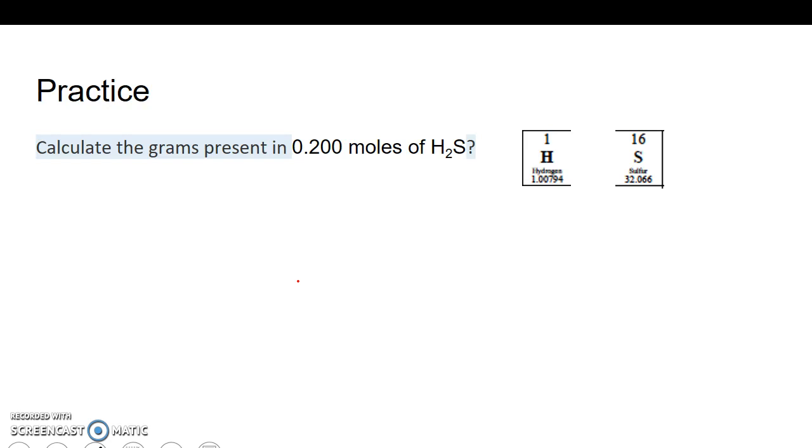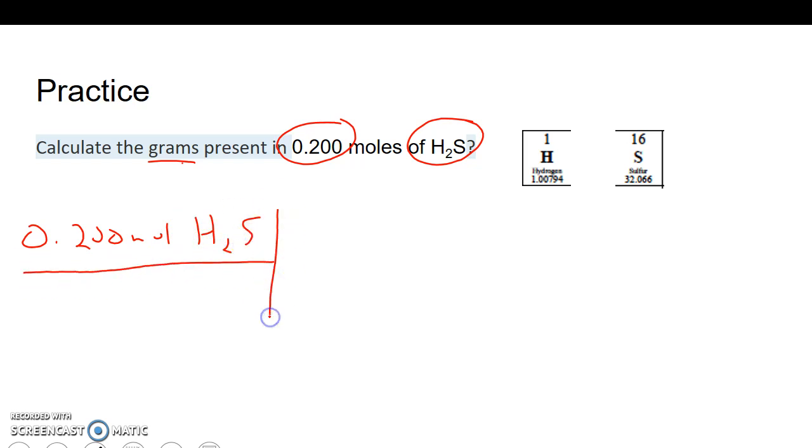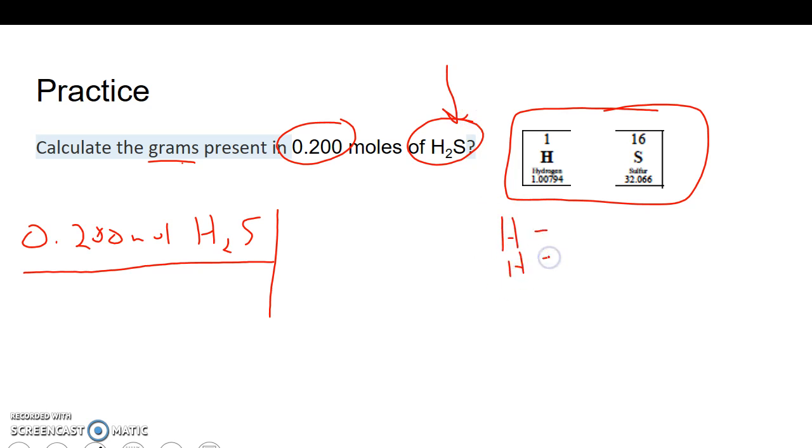Here's the first example. We want to calculate the mass in grams present in 0.2 moles of H2S, dihydrogen sulfide. So, first step is write down our given, 0.200 moles of H2S, okay? So there's our first thing. Step 2, we want to find the molar mass using the periodic table of H2S. So we have two H's, H1, H2, and then we have one S. And so we find the molar mass.